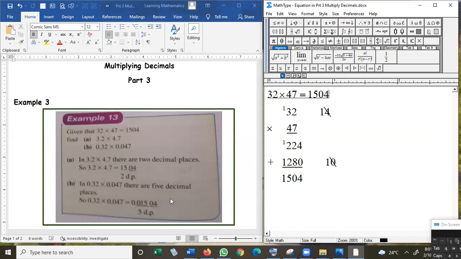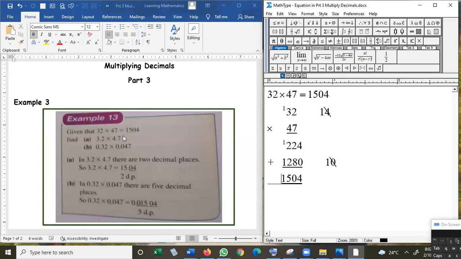Okay. Now, if you notice, let's go there now. 32 times 47 is 1,504. Yes. 7 2s are 14. Bring down the 4, carry 1. 7 3s are 21 plus 1, 22. Bring down the 0. Put a 0 there. 4 2s are 8. 4 3s are 12. Now we add. 4 plus 0 is 4. 2 plus 8 is 10. Bring on the 0. Carry 1. 1 plus 2 is 3 plus 2 is 5. 1 plus 0 is 1.